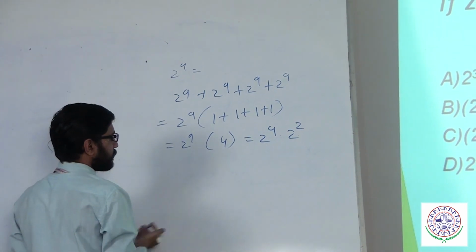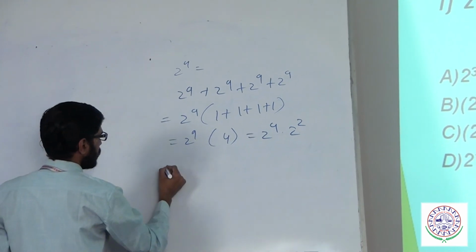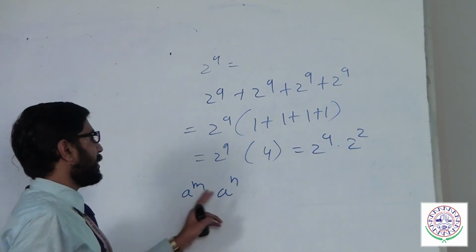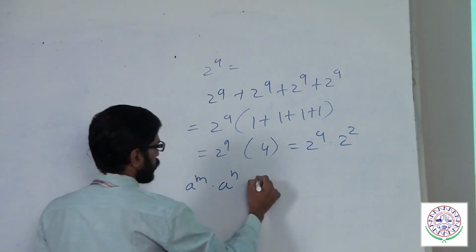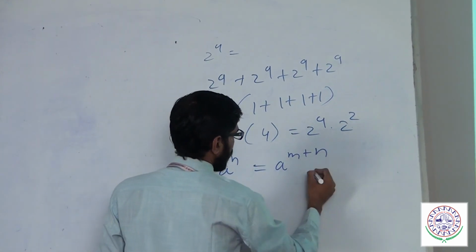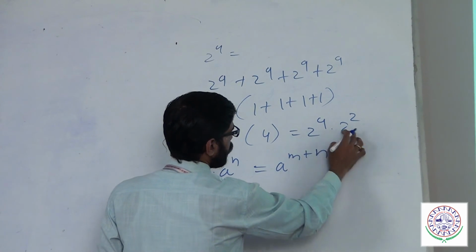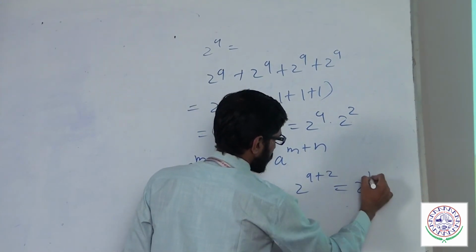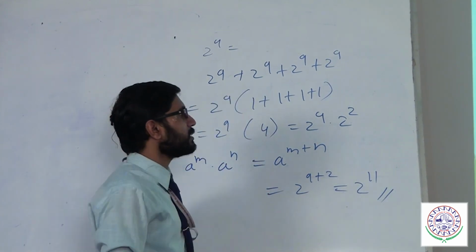And we also know the rule of indices: a raised to m dot a raised to n. When the bases are same, you can add the exponents. So this will be a raised to m plus n. So this will be equal to 2 raised to 9 dot 2 raised to 2, which is 2 raised to 9 plus 2. You can get the answer as 2 raised to 11. So this is how very simple it is.